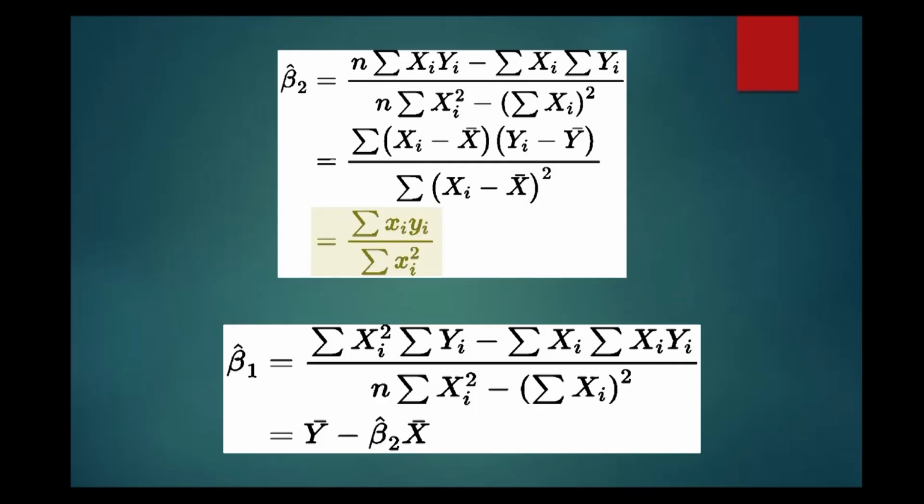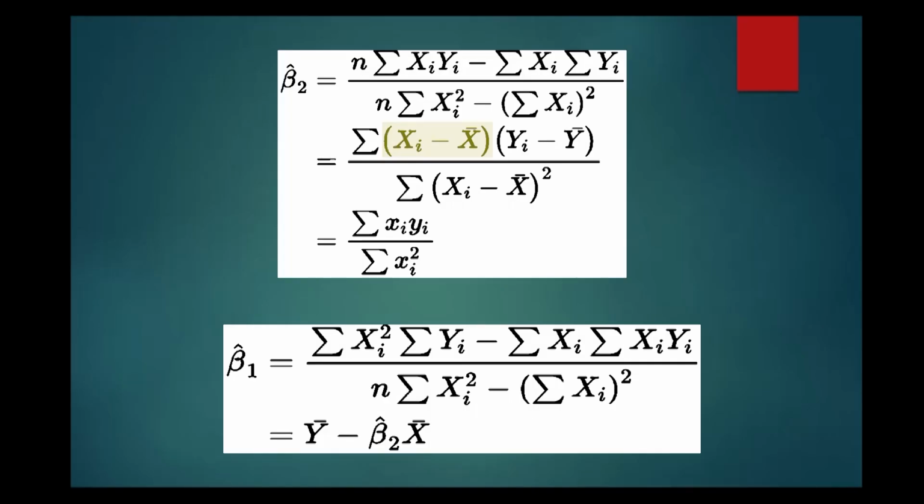Now we go for the final term, which is summation of small xi small yi divided by summation small xi square. Now what is this small xi? This small xi is the deviation of the actual value of xi from the mean. So capital Xi minus x bar is referred to as small xi, and capital Yi minus y bar is referred to as small yi. Accordingly, in the denominator we have summation of small xi square, which gives the expression of beta 2 hat.